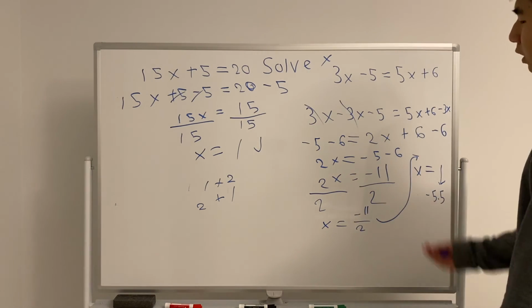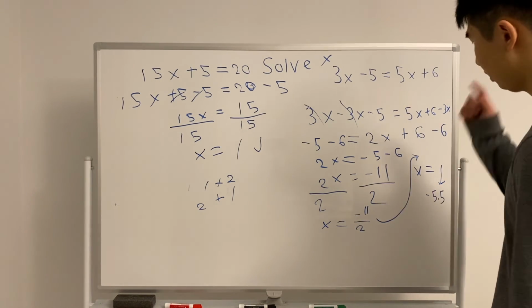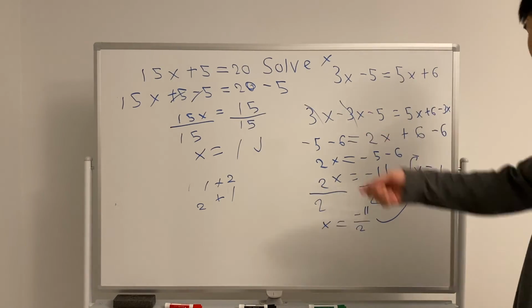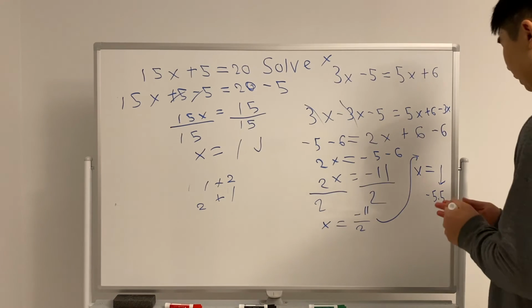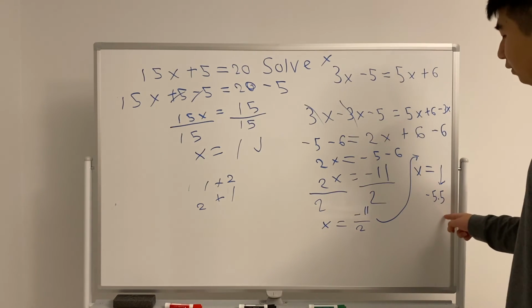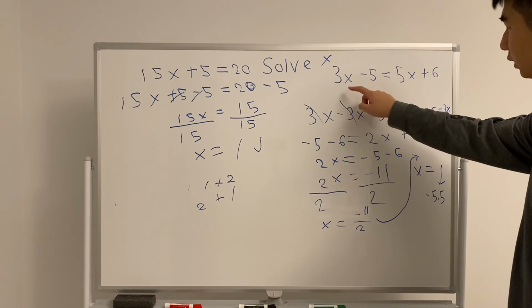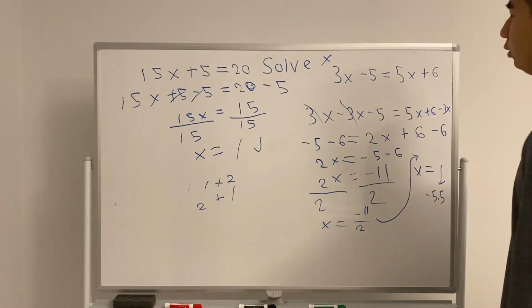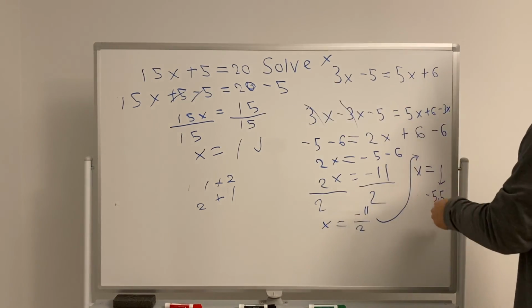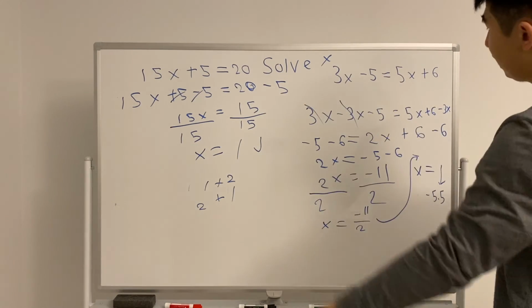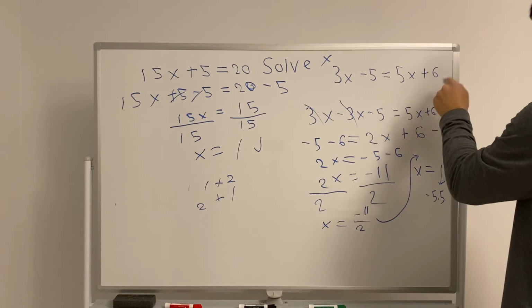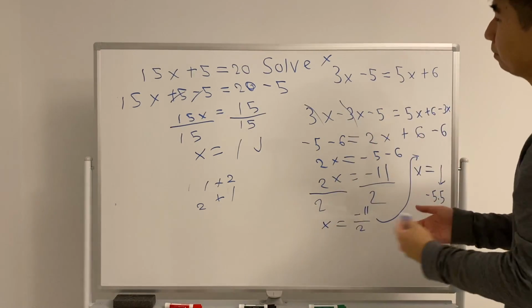So I'm not going to do this because I don't have the brain power to check an answer with a decimal in it, but if you want to, you can plug in -5.5 for x and see if this side of the equation equals this side. So what you would do is 3 times -5.5 minus 5, write the answer for that, and then do 5 times -5.5 plus 6. The answer should be the same.